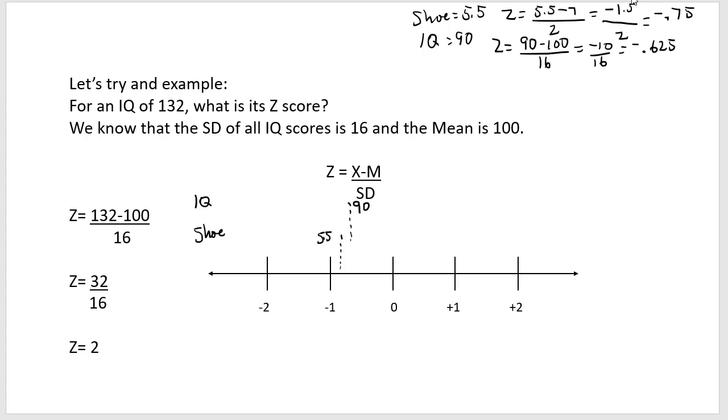Now, when we look at this, we recognize graphically, but also numerically, that the number that is farthest from 0 is -0.75, meaning that our shoe size of 5.5 is the more extreme score. So in this case, if you had an IQ of 90 and a shoe size of 5.5, your shoe size is actually further away from the mean than the IQ is. We can make that conclusion based on the fact that we converted our IQ and shoe sizes to z-scores and compared them on the same scale.